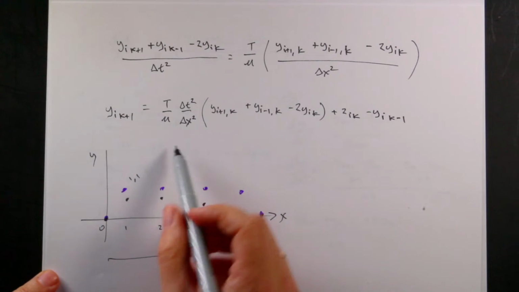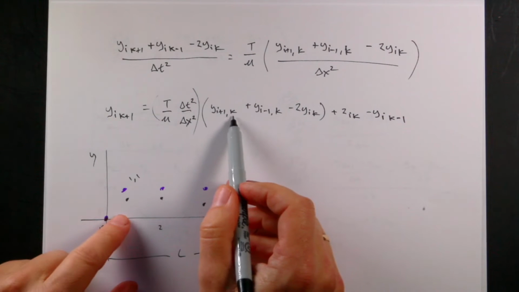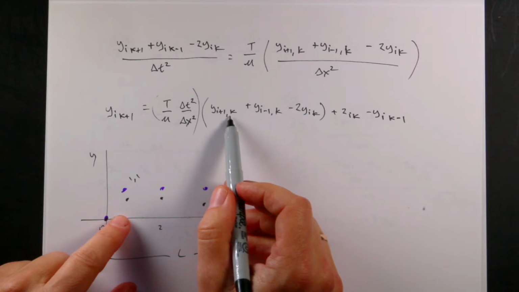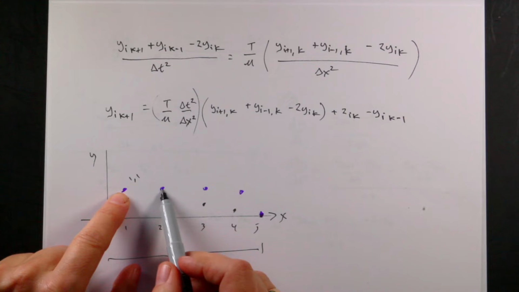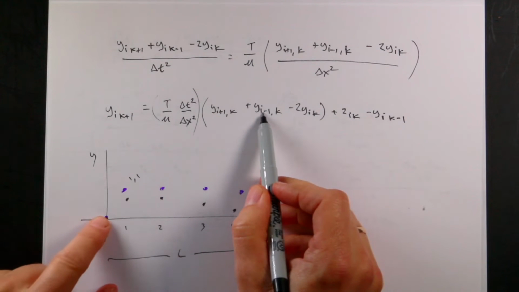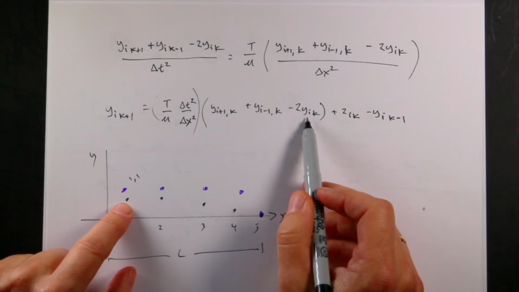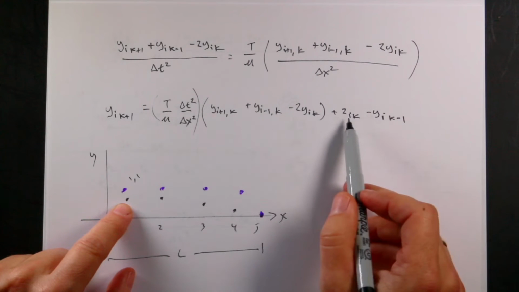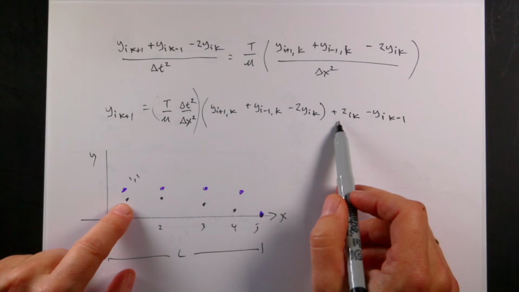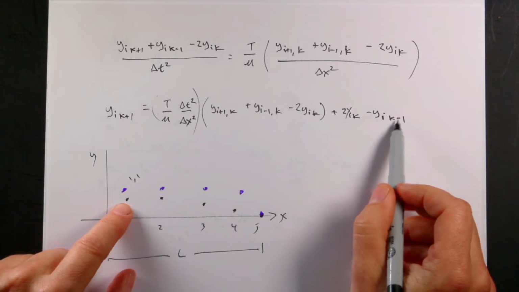That's what that says. I have some constant here. This is y_(i+1)^k. So this is the current time, k is k, but it's the next position, so it's that one. This is the previous position at that same time. This is the current position at the same time. This is the same thing, right? But it doesn't have that constant there. I could factor that out. That's a 2y. And then this is the previous time.